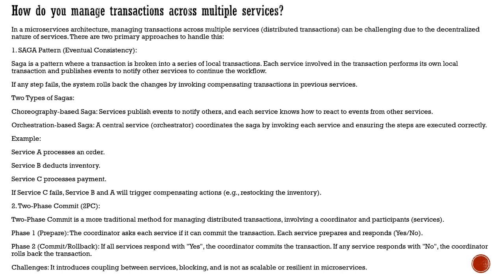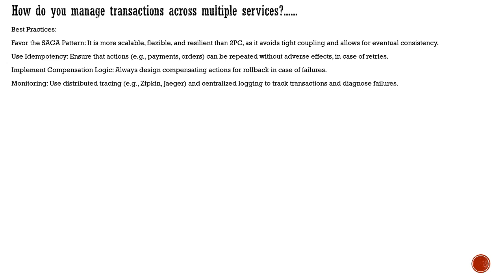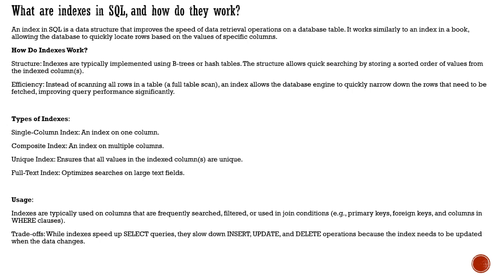It's quite challenging when you're dealing with two-phase commit, and it is also not very scalable, and it is not resilient in terms of microservices. So you have to check that it's a challenge. Best practice is to use the Saga design pattern. It is quite flexible, scalable and resilient compared to two-phase commit. So as we already discussed, let's move on.